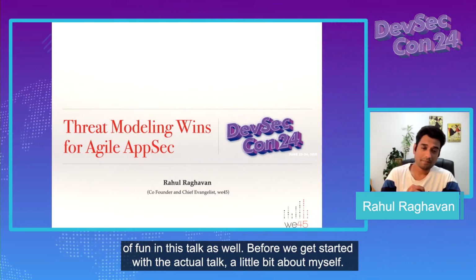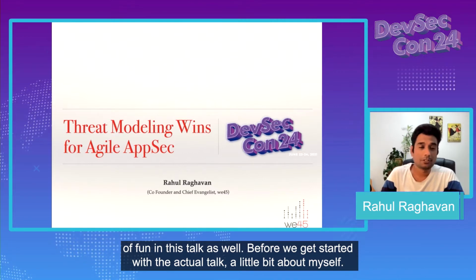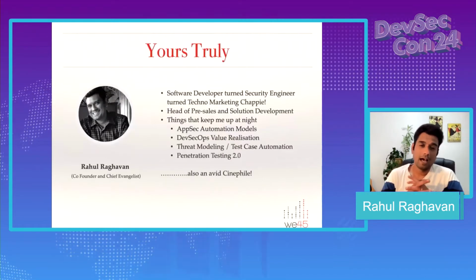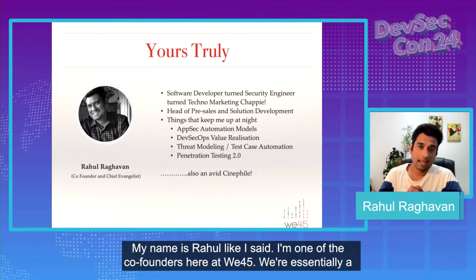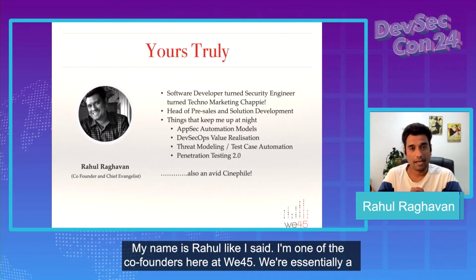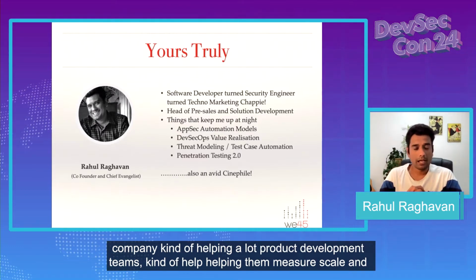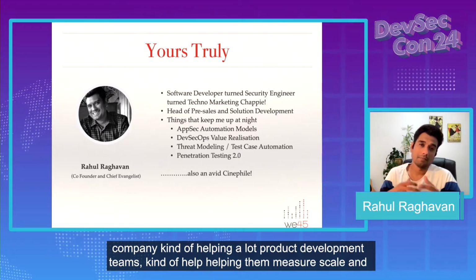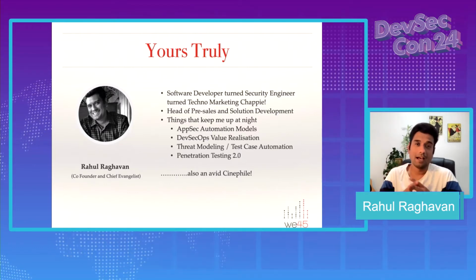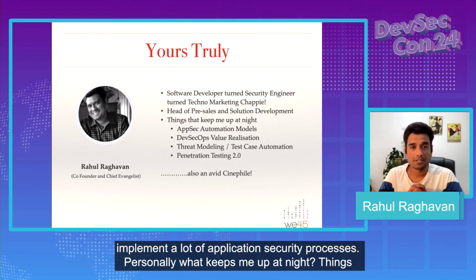in this talk as well. Before we get started with the actual talk, a little bit about myself. My name is Rahul. Like I said, I'm one of the co-founders here at V45. We're essentially a company helping a lot of product development teams measure, scale, and implement a lot of application security processes.